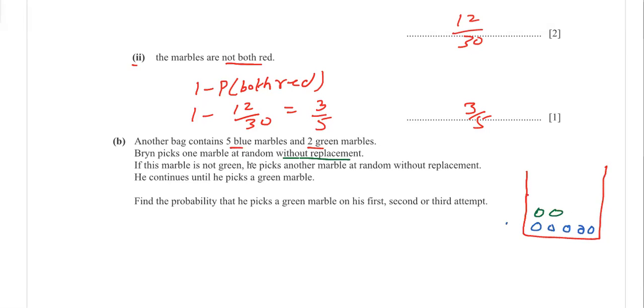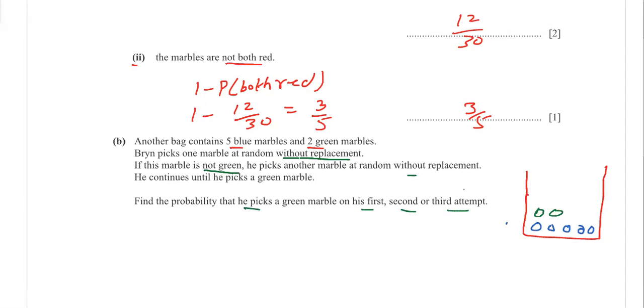Even if it is not mentioned, a random pick means it's without replacement. If this marble is not green, he picks another marble at random without replacement. He has to select a green, but maybe he will not get the green. If he does not get the green, he will not replace it and will choose another one. We continue until he picks a green. Find the probability that he picks a green marble on the first, second or third attempt.